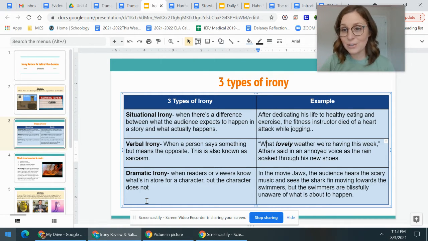Finally, the third type of irony is dramatic irony. This is when readers or viewers of a film know what's in store for a character, but the character doesn't know. Like, I might know that there's a guy with a chainsaw or a knife hiding behind a tree and someone's walking towards that tree, but the character doesn't know. And that can create humor, it can create suspense, it can create shock. Here's another example. In the movie Jaws, the audience hears the scary music. They see that shark fin moving towards the swimmers, but the swimmers are blissfully unaware of what's about to happen. They have no idea. Okay, so three types: situational, verbal, and dramatic irony.